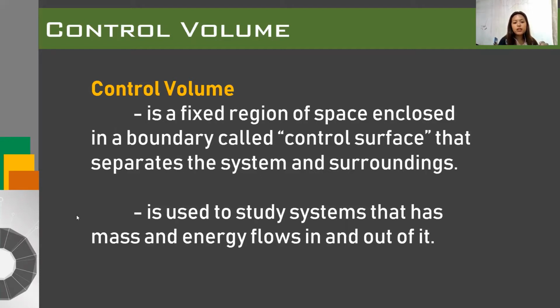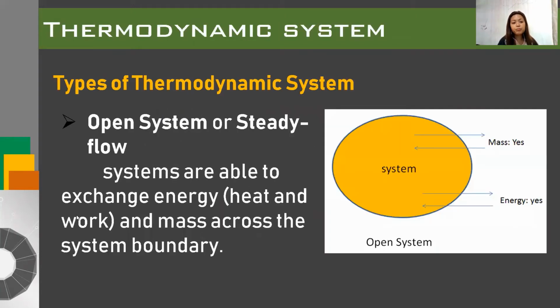Next, we have the types of thermodynamic systems. We have three types: the open, the closed, and the isolated systems. Let's define first the open system. An open system, or steady flow, is a system able to exchange energy, heat, work, and mass across the system boundary. As you can see in this illustration, mass can flow in and out, and the energy as well. That is the difference of the open system.